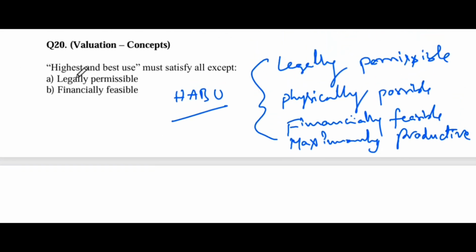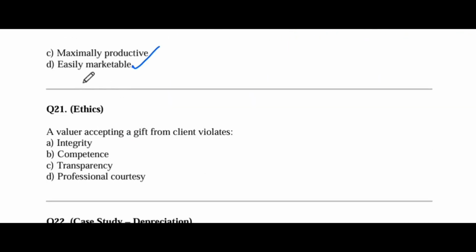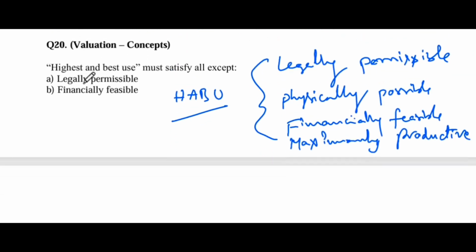Here is a negative question actually. Highest and best use must satisfy all except. So which one is not referring to HBU? We discussed the points which cover the HBU: legally permissible, physically possible, financially feasible, maximally productive.